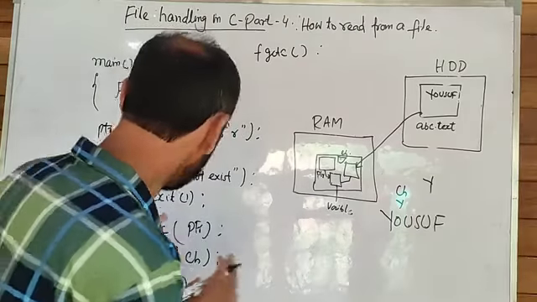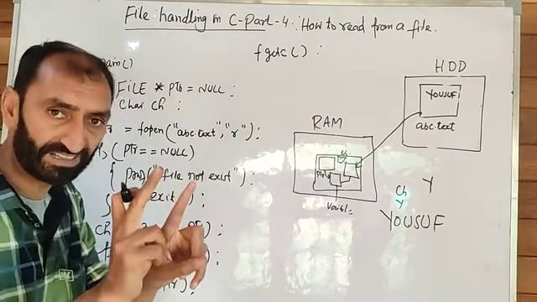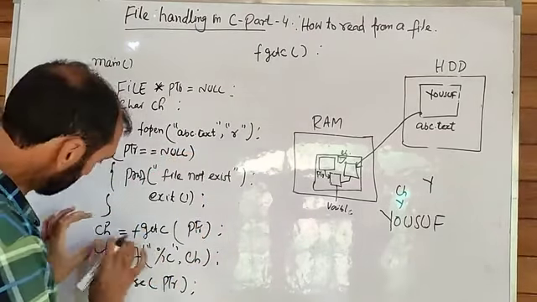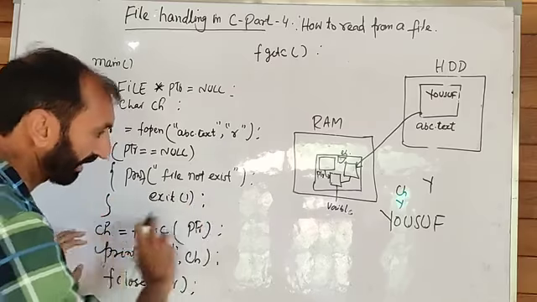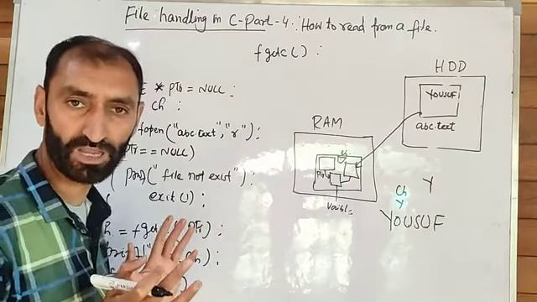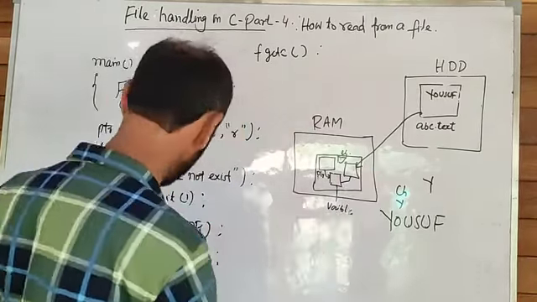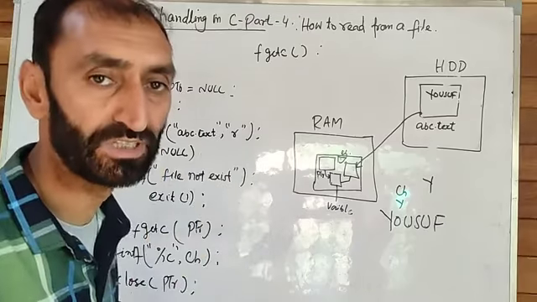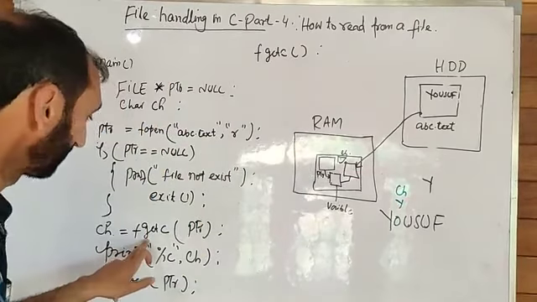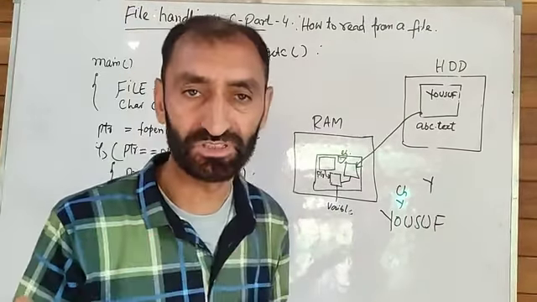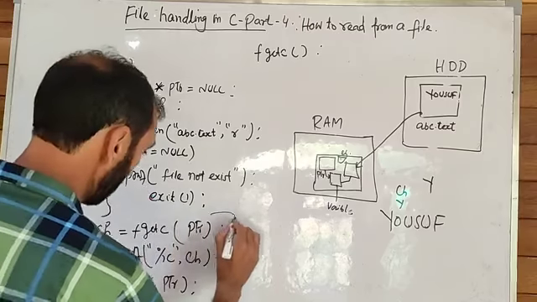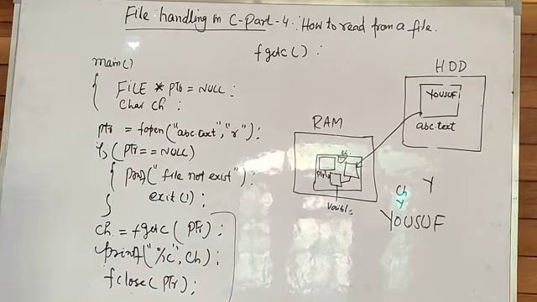Since fgetc reads a single character at a time from the file, in this case you can see that the current character that we read, we can print on the output screen. But if we want to read all the characters, then we have to use loops. For example, what we have to do?